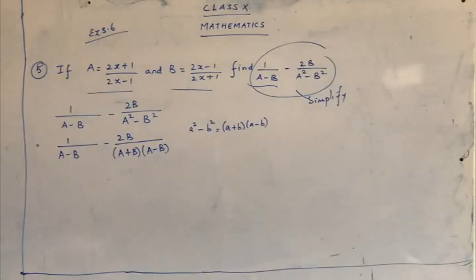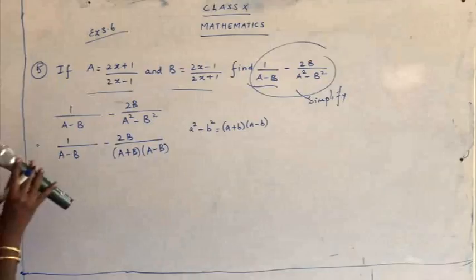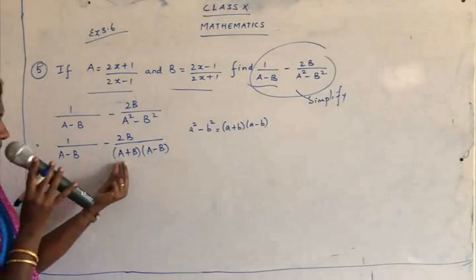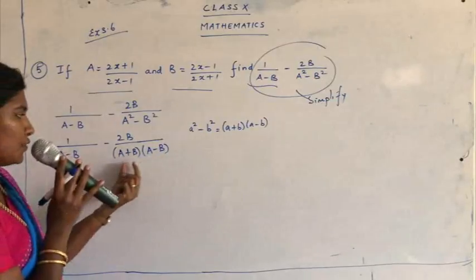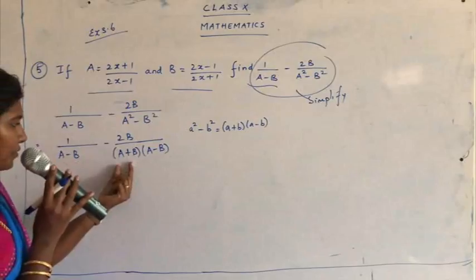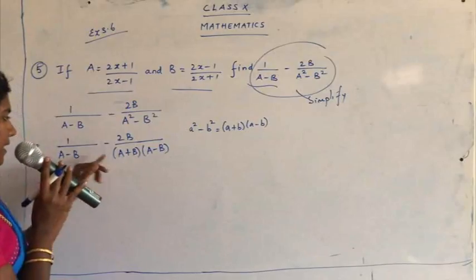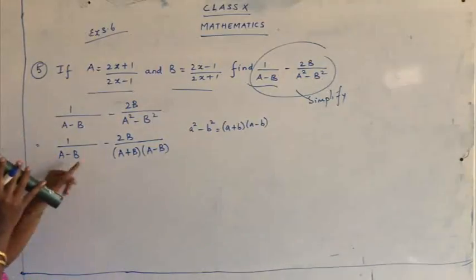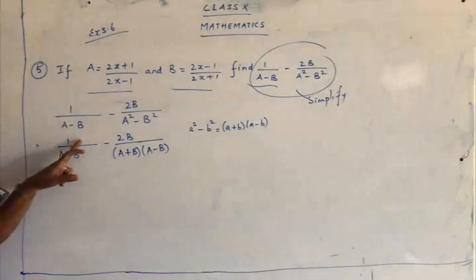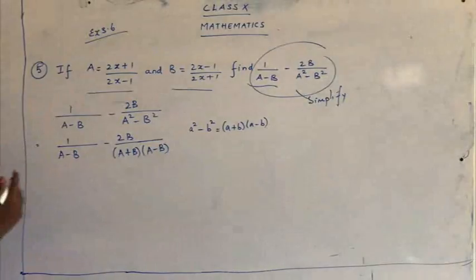Now this denominator is of the type unlike denominator. See the denominator over here is a minus b. The denominator over here is a plus b into a minus b. So what is extra over here? The extra part is a plus b. So now what we are going to do is, we are going to multiply by a plus b to the first part. So whenever you change the denominator in the first part, the numerator also should be changed. So let's do the changes.